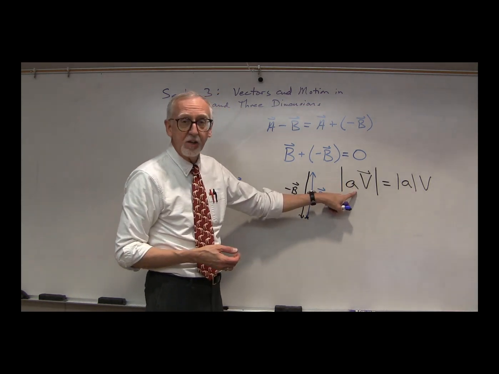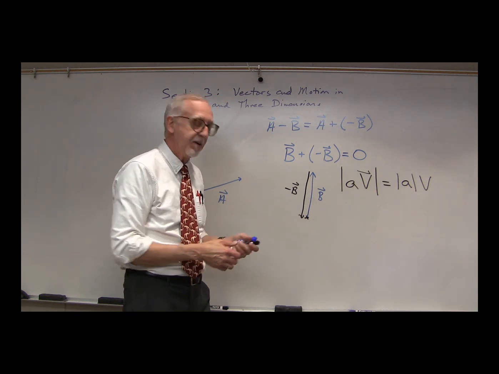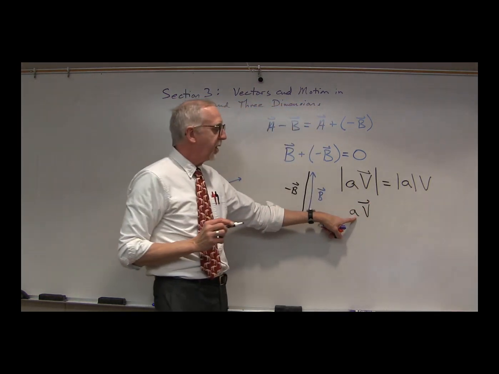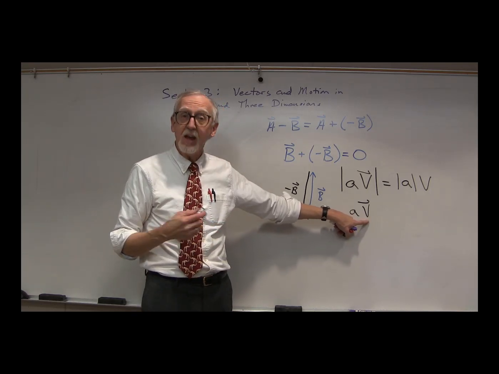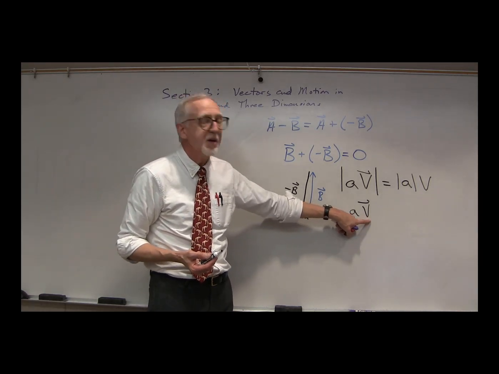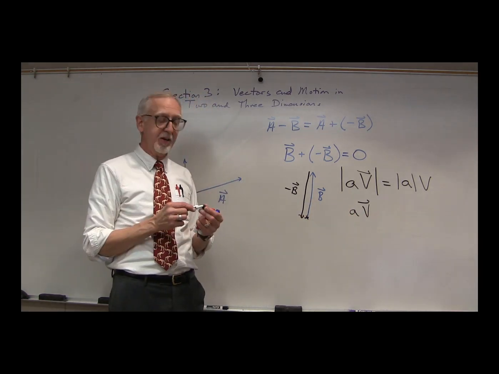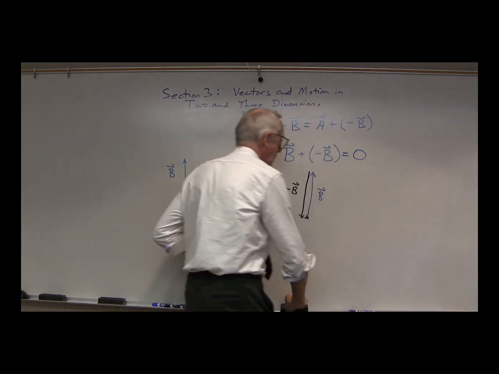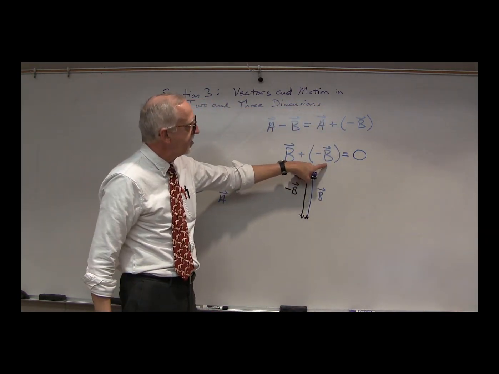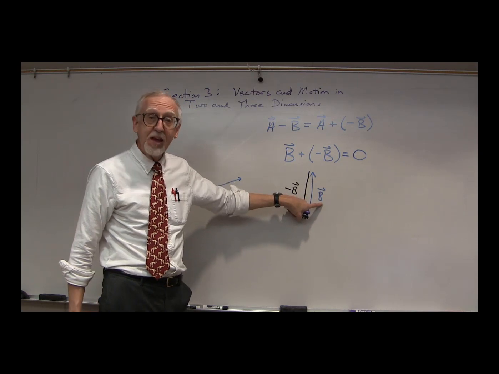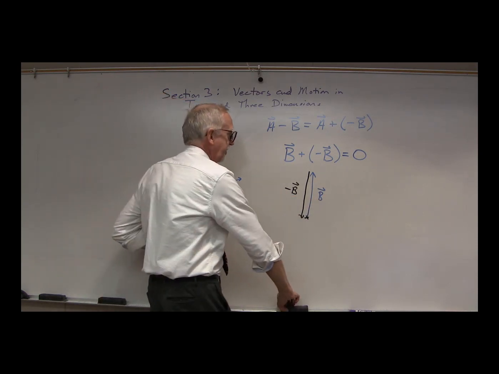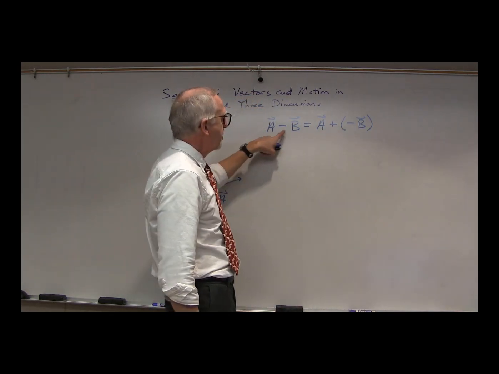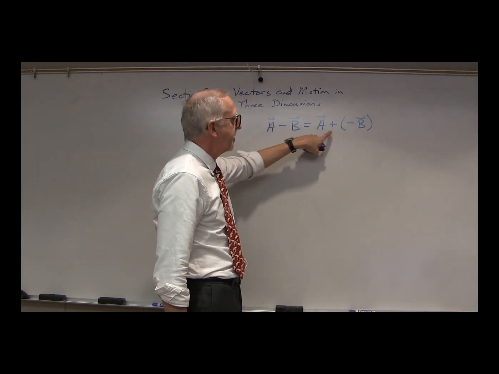If a is positive, this vector will point in the same direction as v. If it's negative, this vector will point in the opposite direction as v. Okay, so good. That clears up one little exception that we had mentioned before. Now here, let's remember that negative b is a vector with the same magnitude as b, but points in the opposite direction. So, how do we subtract? We add the opposite of b.